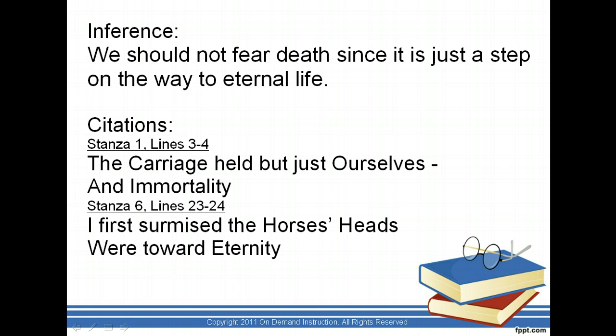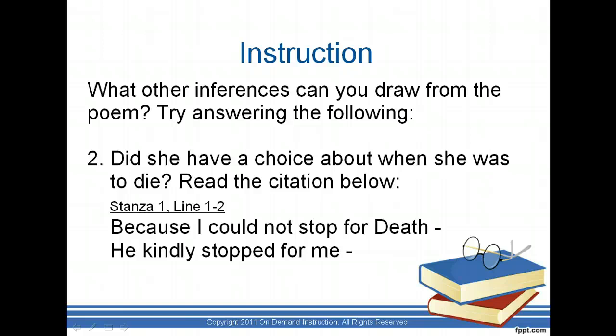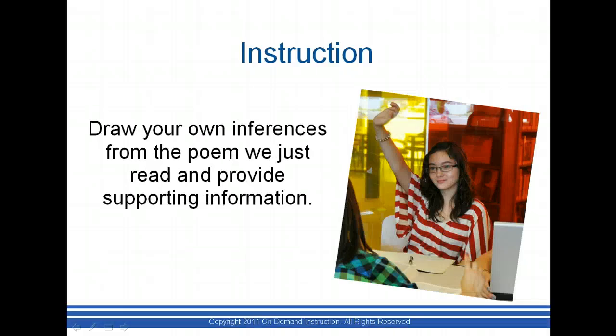What other inferences can you draw from the poem you just read? Do you think the main character was fully prepared for her journey toward death and eternal life? Read lines 14 to 16 of the fourth stanza to find out. Do you think she had a choice about when she was to die? Read the first 2 lines of the poem for the answer. Try to draw more inferences from the poem and provide supporting evidence.